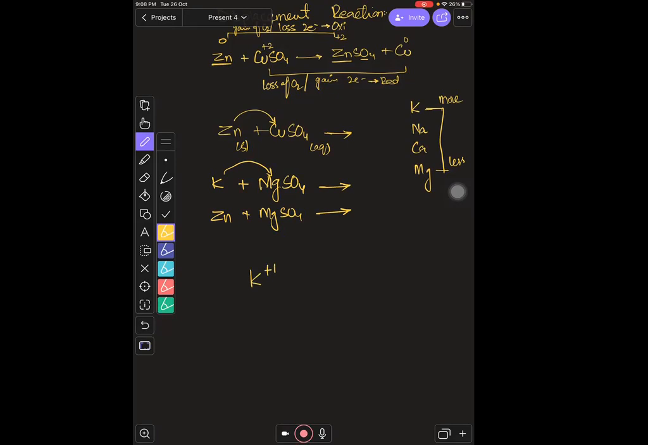But we know that potassium belongs to group number 1, so it has a +1 charge, right? And sulfate has a -2 charge. So that is why this 2 will go over here and this 1 will go over here. So what is the formula between these two? The formula will be K2SO4. So the product which is formed is K2SO4, and it will eliminate magnesium, right?